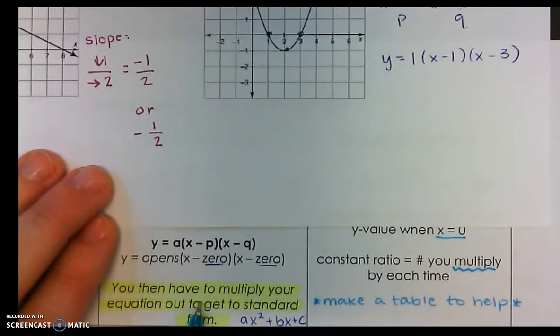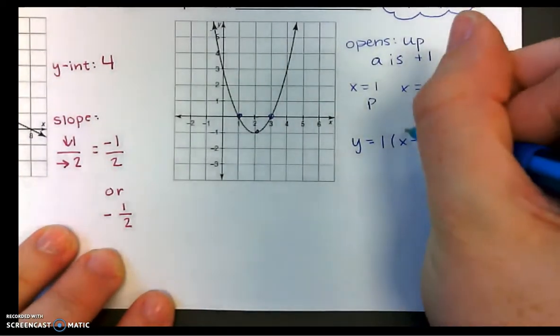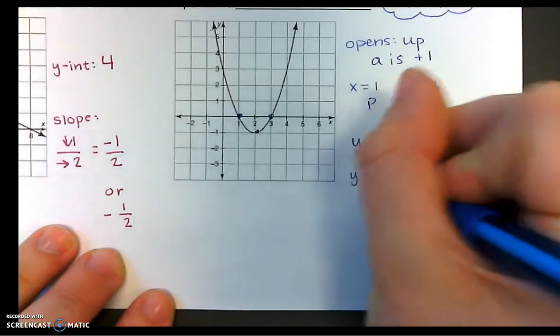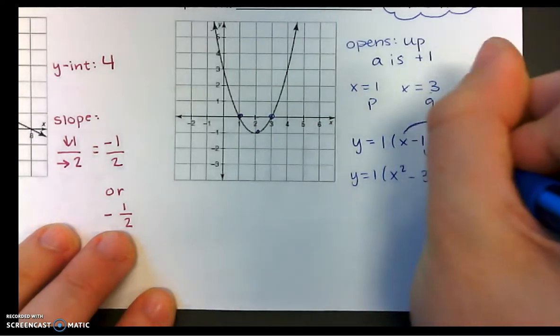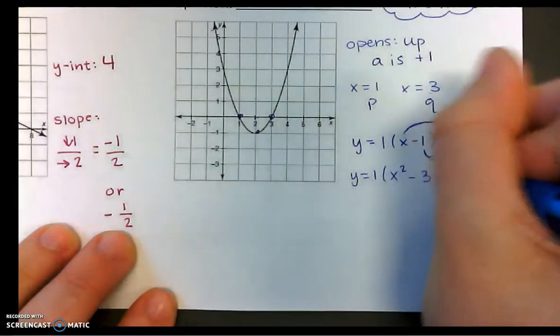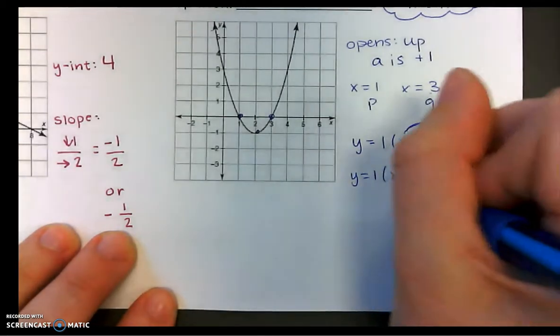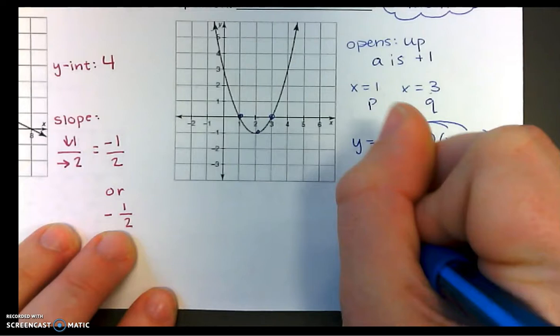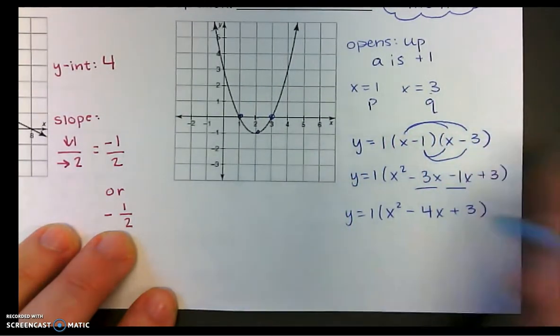I still have to multiply it out to get it to standard form. This time nothing is being squared, so I don't have to write anything twice. I can jump straight into distributing. So x times x is x squared. X times negative 3 is negative 3x. Negative 1 times x is negative 1x. Negative 1 times negative 3 is positive 3. Combine my like terms: x squared minus 4x plus 3.